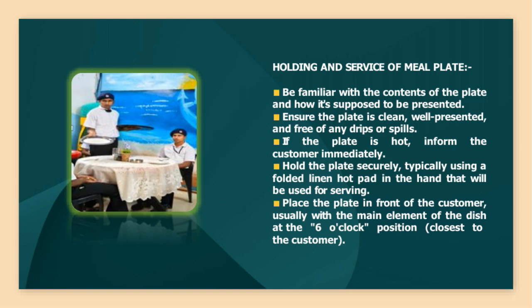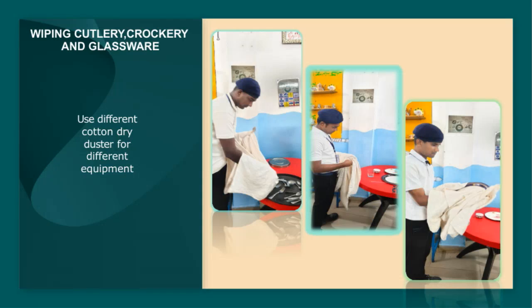When it comes to cleaning different equipment, it's really important to use a different cotton dry duster for each type. This helps prevent cross-contamination and keeps everything hygienic. For example, you wouldn't want to use the same duster on cutlery as you do on glassware.